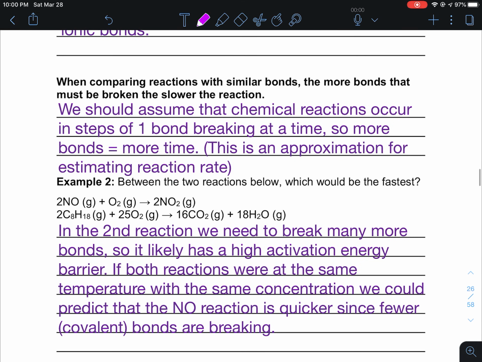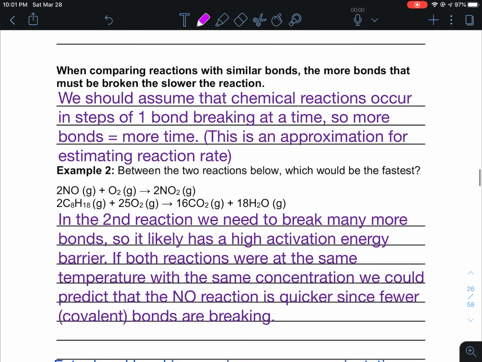So we should always assume that chemical reactions occur in steps of one bond breaking, maybe one bond forming at the same time. There are the occasional exceptions, of course, as there always are in chemistry. But at a first assumptive glance, this would be a good presumption to make.